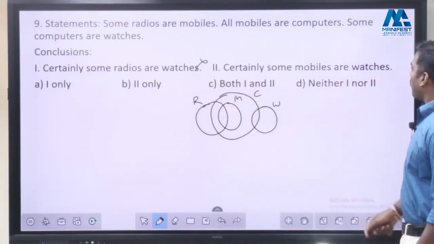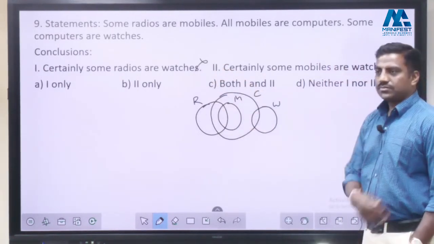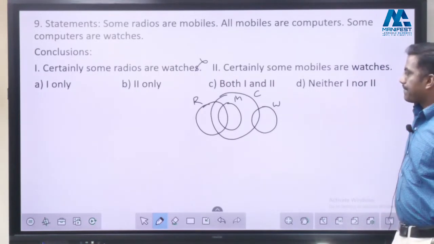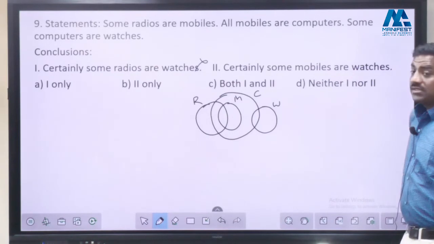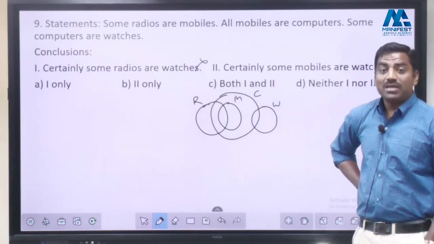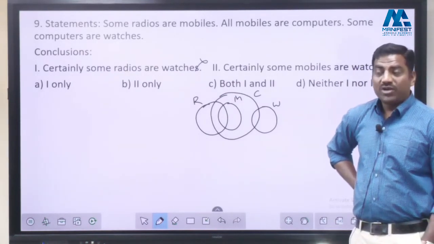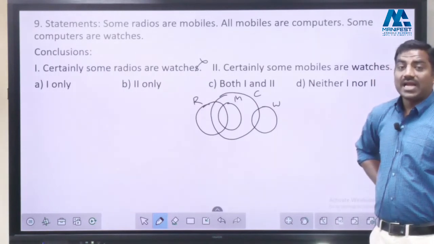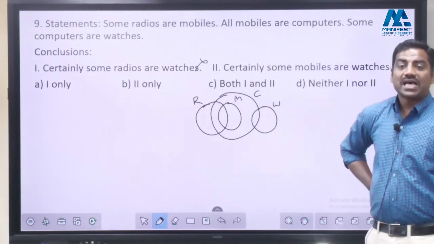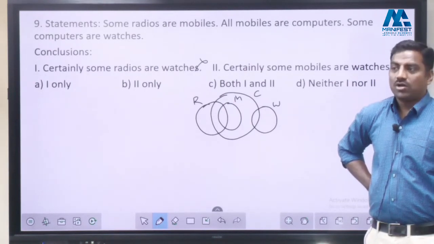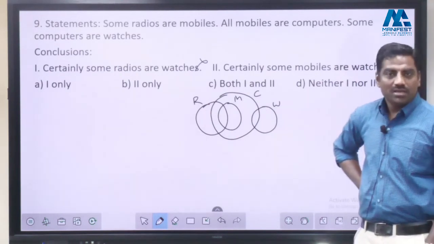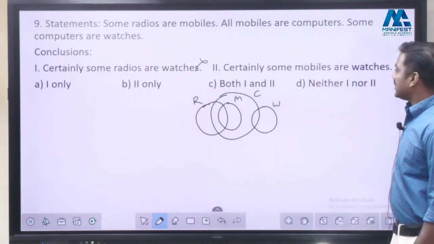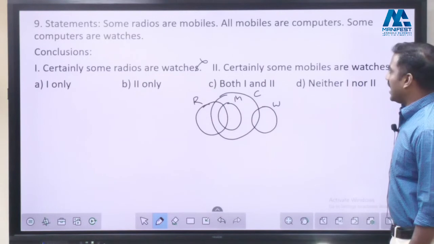Certainly some mobiles are watches. See, here "can be," "might be," "maybe" are different from "is" and "are." "Is" and "are" are definite. "Can be," "maybe," "might be" are not. So, are you seeing anything with respect to maybe, can be? No. They are telling certainly some mobiles are watches.